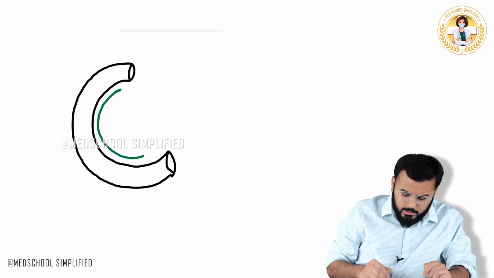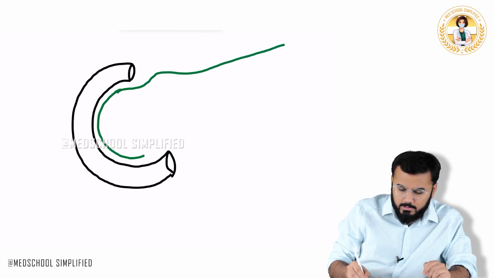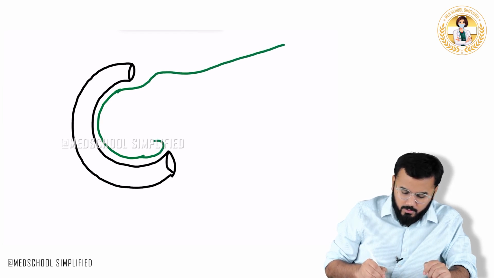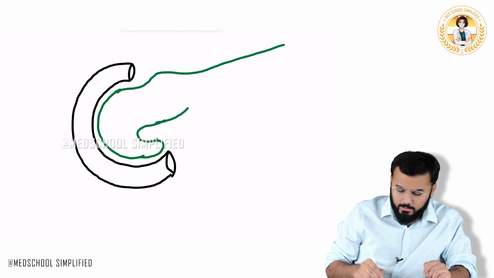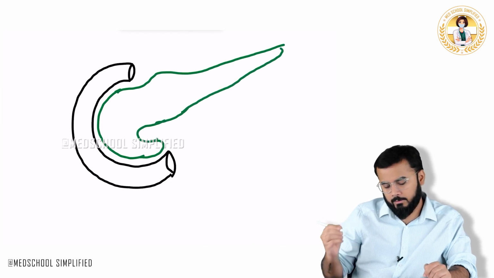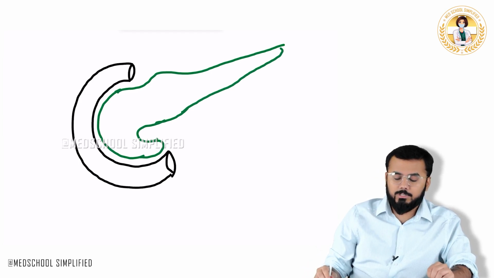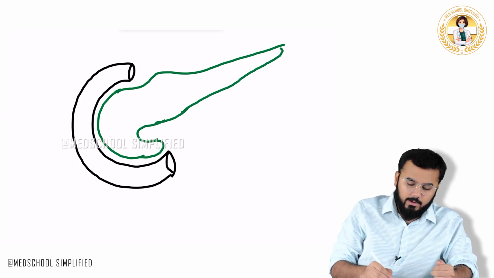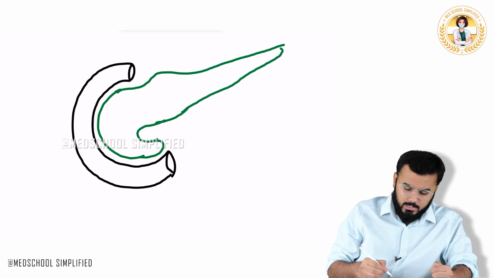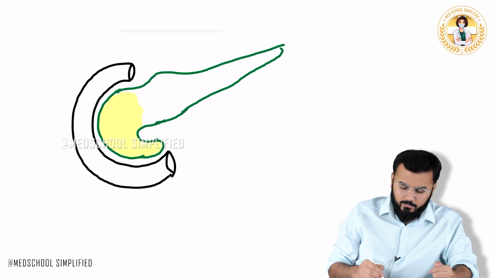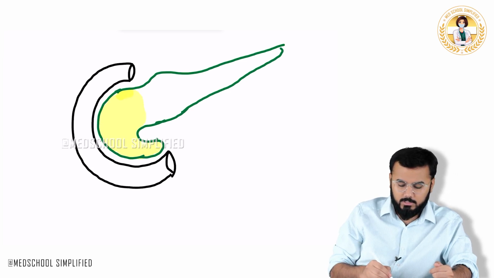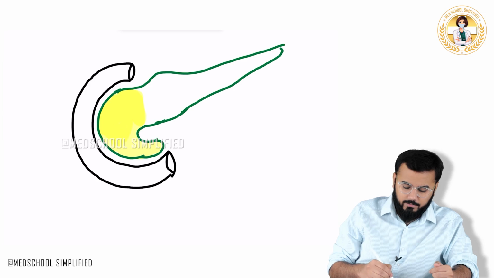Let us say this is the head of the pancreas, and this is the tail of the pancreas, and all of you know we have an uncinate process like this. Okay, so this is the head, this is the tail, and this is the uncinate process. Now let us see what structures are located in front of the head of the pancreas. The head of the pancreas is all the way from here till here, right? So this yellow part which I'm shading right now is your head of the pancreas.